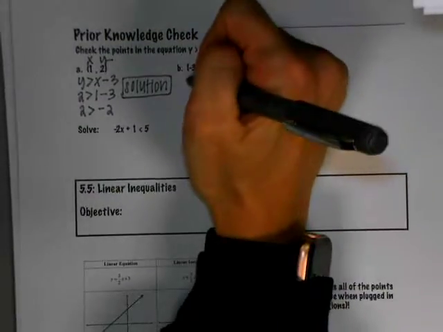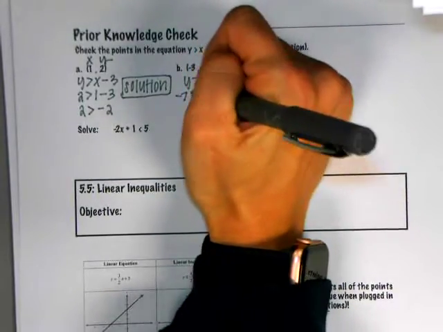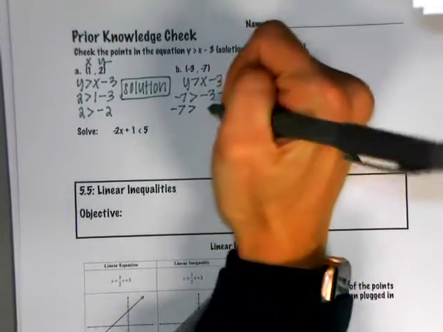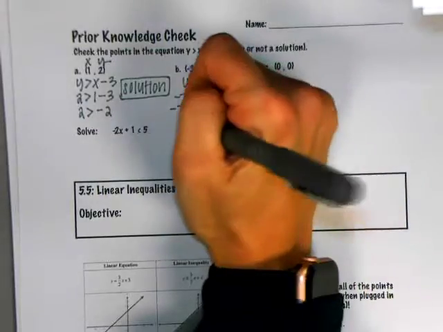All right, for this one, so you have -7 is greater than -3 minus 3. What's -3 minus 3? -6. Is -7 greater than -6? No, so this one's not a solution.